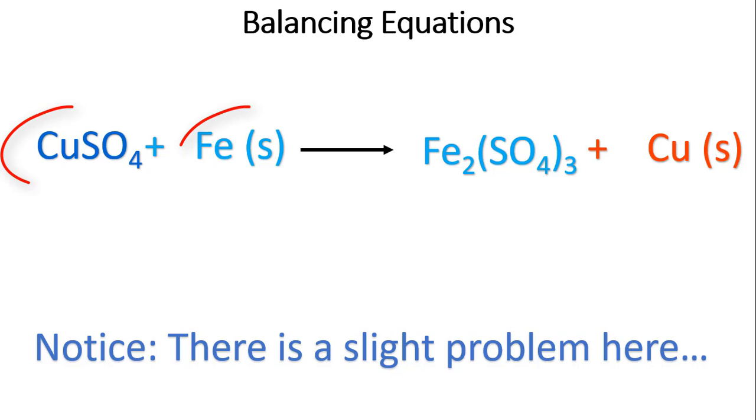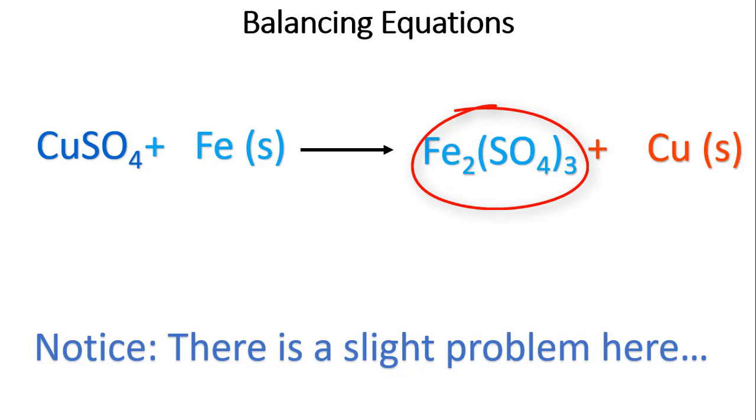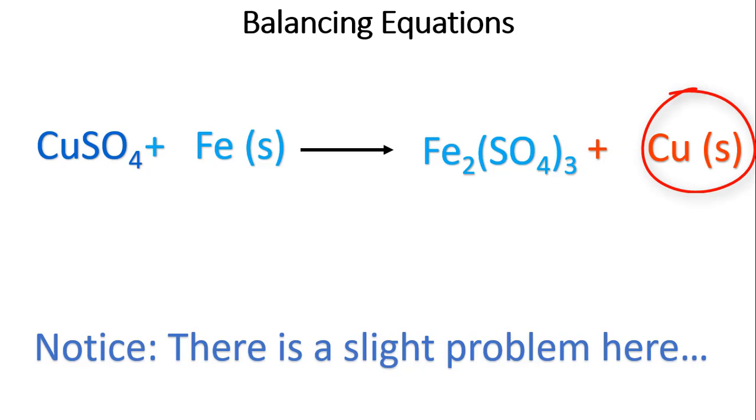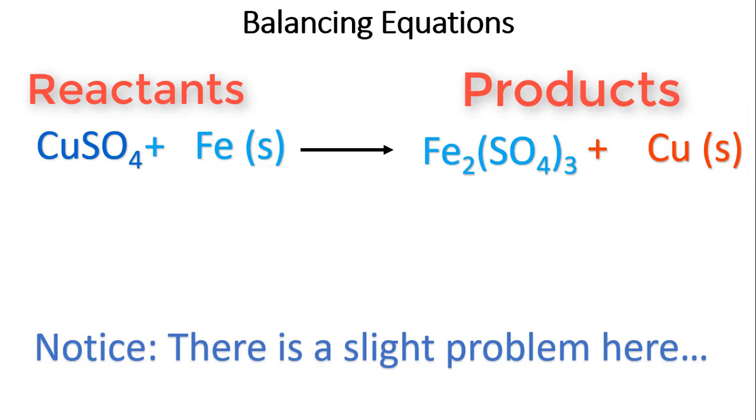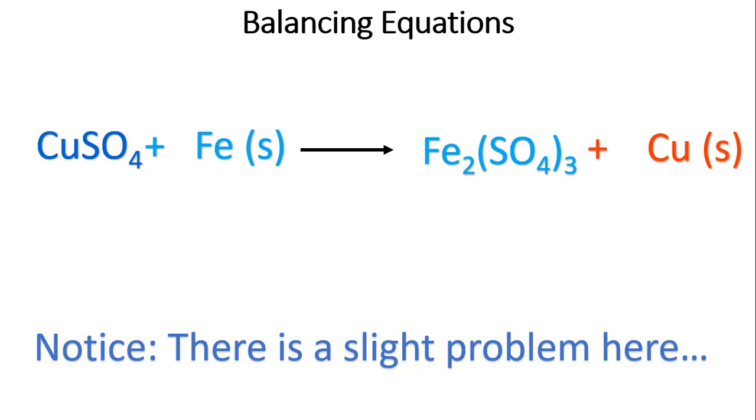In this particular slide, I have copper sulfate and iron solid, and that's reacting to give me iron(III) sulfate plus copper solid, right? What you'll notice is that there's a slight problem here, and this is the crux of balancing equations, right? There's not the same number of atoms on each side, and that's not possible, right?